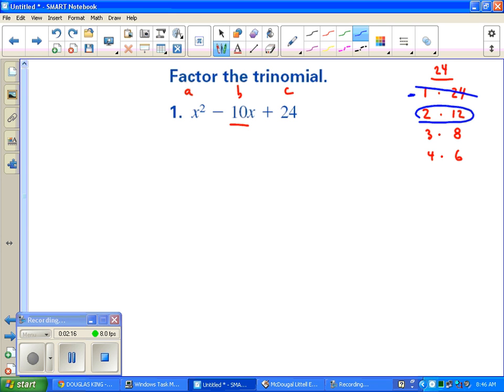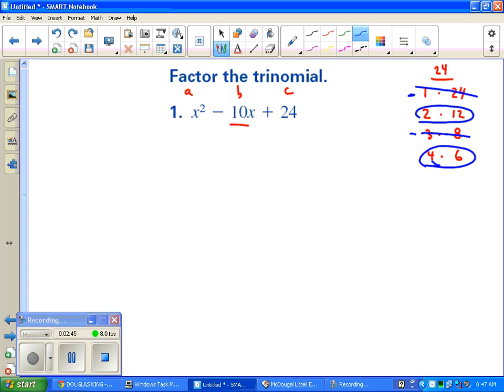3 and 8, when you put those together, they're going to give you 11. Again, that 11 can be positive or negative. When you subtract them from each other, you're going to get 5. Again, that could be positive or negative. So 11 or 5, neither of those is the number 10. When you put 4 and 6 together, you'll get the number 10. When you subtract them, you'll get the number 2. Again, both of those numbers can be either positive or negative, 10 or 2. But one of the values is 10, so we can use that.